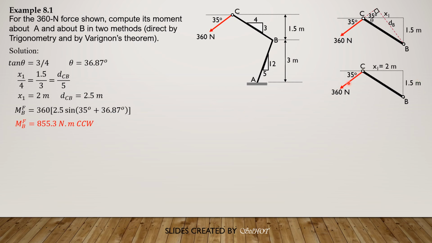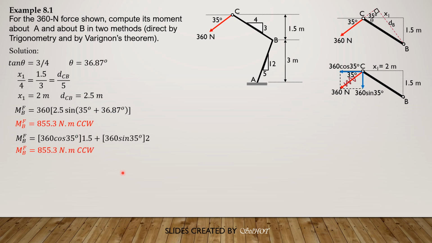We resolve this into two components. The horizontal is to the left, 360 cosine 35, while the vertical component is downward, 360 sine of 35. Both of these components produce counterclockwise moment about B. So moment about B is 360 cosine 35 times 1.5 plus 360 sine 35 times 2, which is x1. Computing, moment about B is 855.3 Newton meters counterclockwise, which is the same as the first.